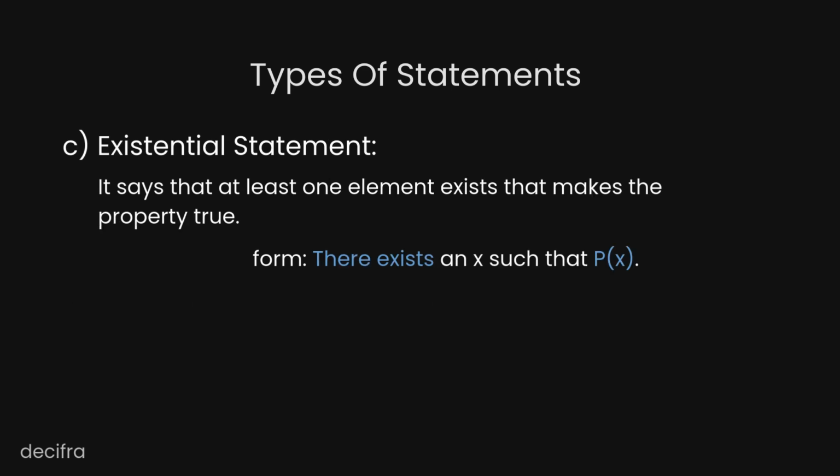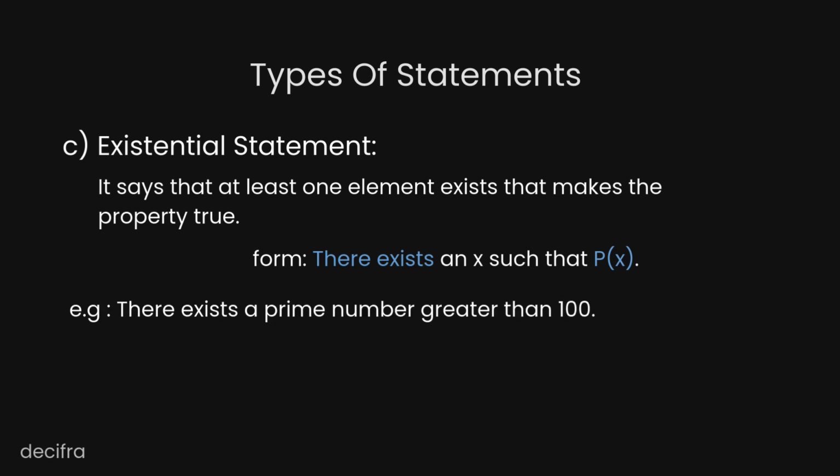The next is existential statements. An existential statement says that at least one element exists that makes the property true. It has the form there exists an x such that P(x), where P(x) is the property. For example, there exists a prime number greater than 100. Another example is there exists a real number whose square is 2.